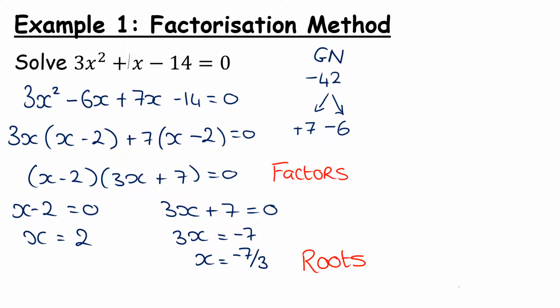If you have a different type of factorization that can be used, such as highest common factor, then this part here, letting each factor equal 0, will still work.